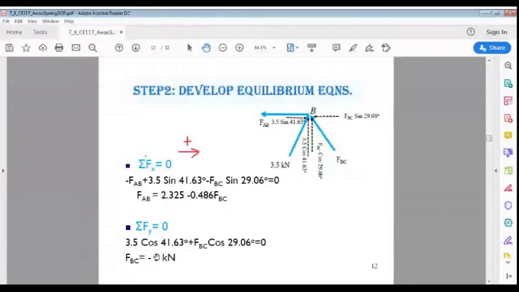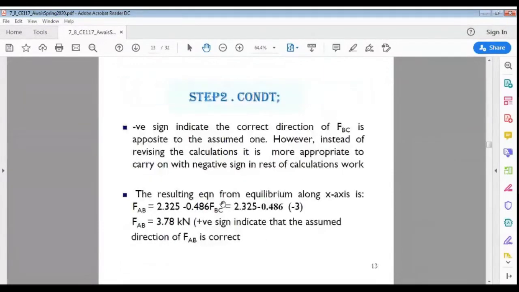So for example, if I'm now interested to calculate the force in member AB, I will use this equation to find out the force in member AB. So 2.325 minus 0.486. I have already calculated the force in member BC, which is minus 3 kilonewton. So instead of putting plus 3, I will put minus 3. Okay? So I'm not changing the direction and I am keeping the sign of the force. So this is what I have done over here: 2.325 minus 0.486 times minus 3.